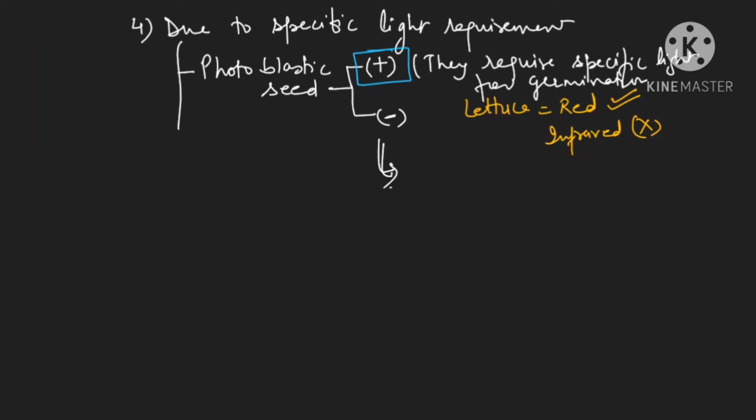Negative photoblastic means they will be inhibited. You can say they will not germinate in the presence of light. They inhibit the germination of their seed. And the best example we can take for this is onion.